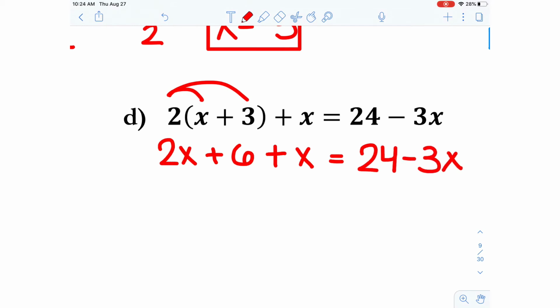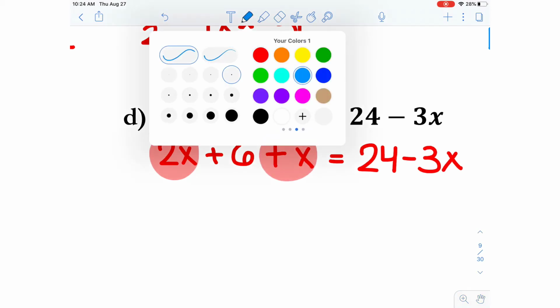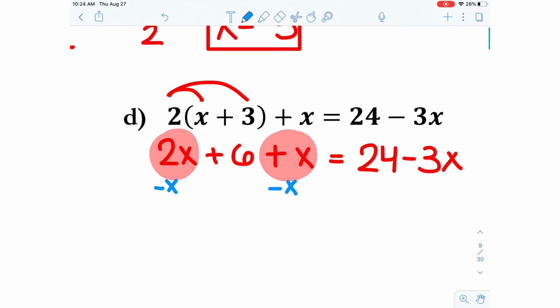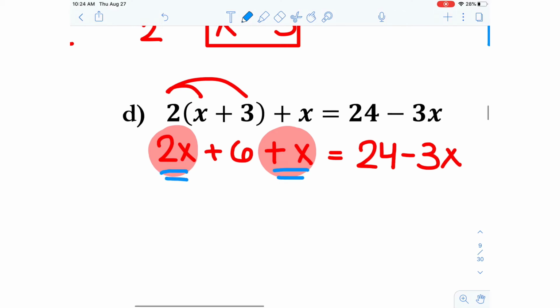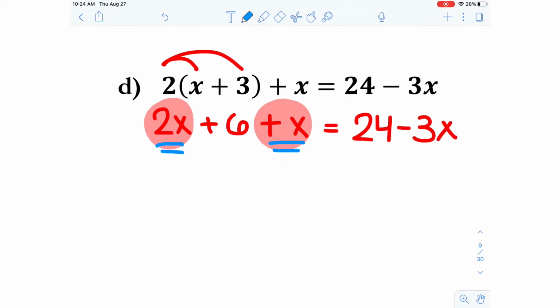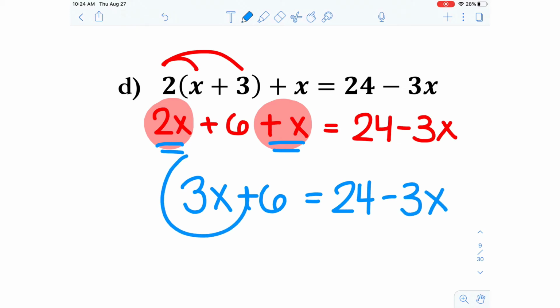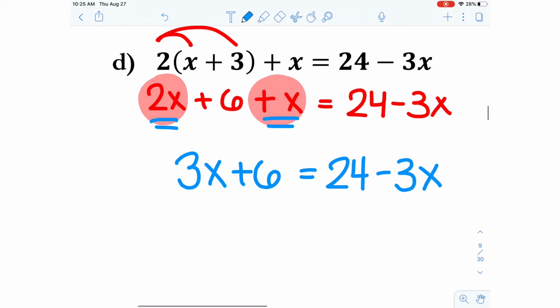So we've got to clean this up before we start moving from one side to the other. Notice that these 2 x's are on the same side. One of the biggest mistakes is that people start subtracting this x over. That is not needed because look, these 2 are on the same side of the equal sign. When we're on the same side, we just combine like normal. So I have a 3x plus 6 equals 24 minus 3x. Again, this 3x just came from combining. 2x plus 1x is 3x.